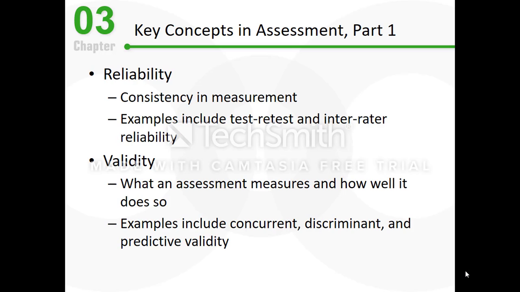And it could be something like test-retest, it could be inter-rater reliability, and then of course it's going to discuss several different types of validity. And what you're wanting to see is whether or not the assessment tool actually measures what it's supposed to measure. How well does it measure? And that can include a discussion about concurrent, discriminant, and predictive validity.